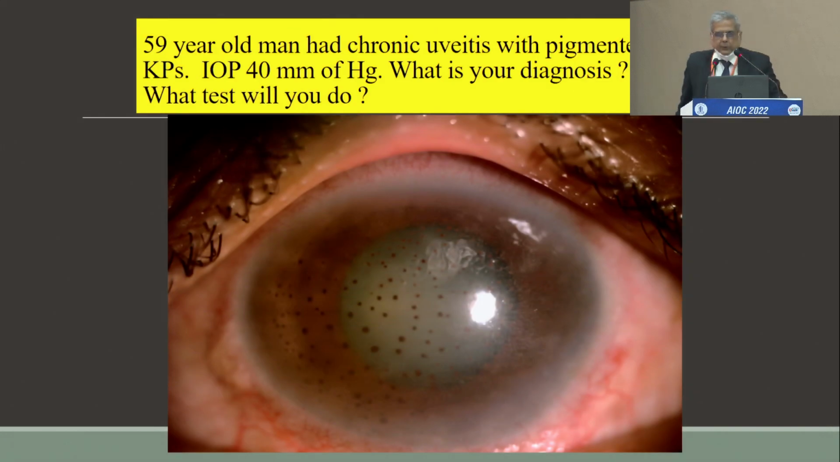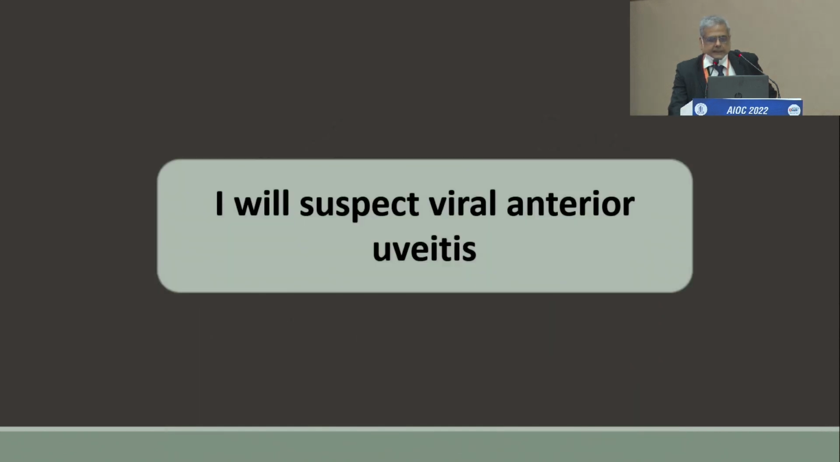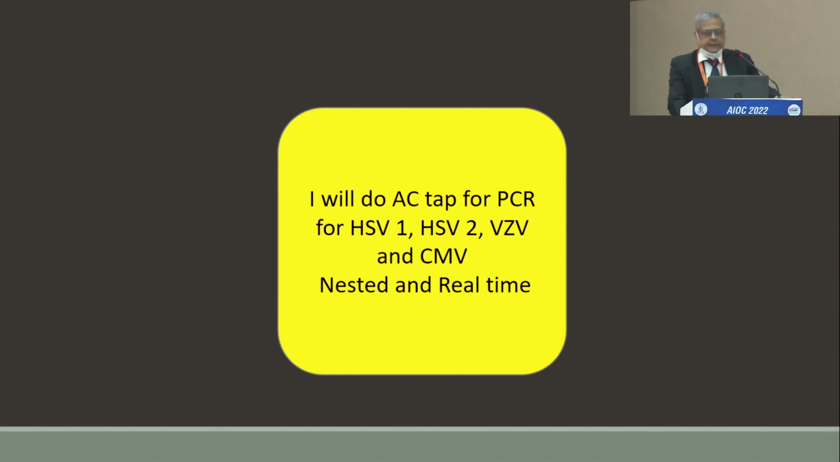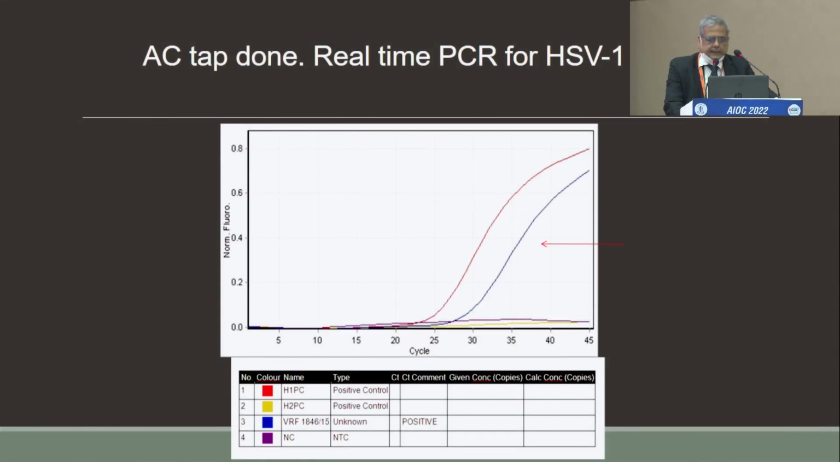This is a 59-year-old man who had chronic uveitis with pigmented KPs and IOP of 40 mm of mercury. What is the diagnosis and what test will you do? I will make it interactive. Posner-Schlossman. Who said that? Wow. Correct. For this patient, I will suspect viral anterior uveitis. As the virus cannot be seen in direct smear or culture, I will do PCR on AC tap for HSV1, HSV2, VZV and CMV, both nested and real time. Here real-time PCR for HSV1 was positive, and it became negative after the treatment.